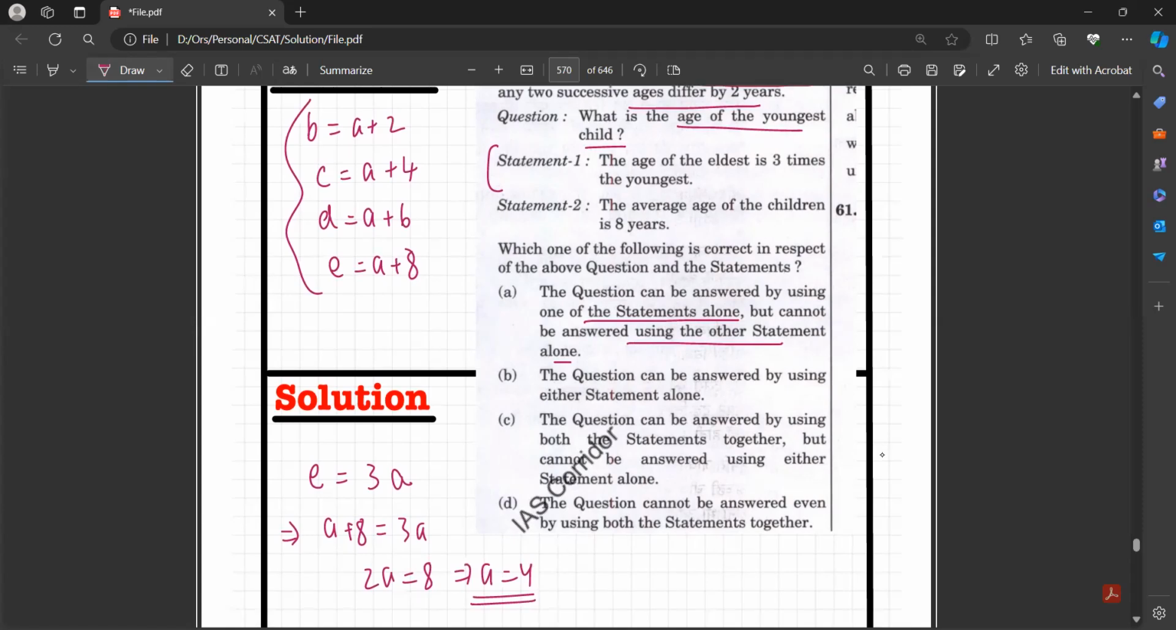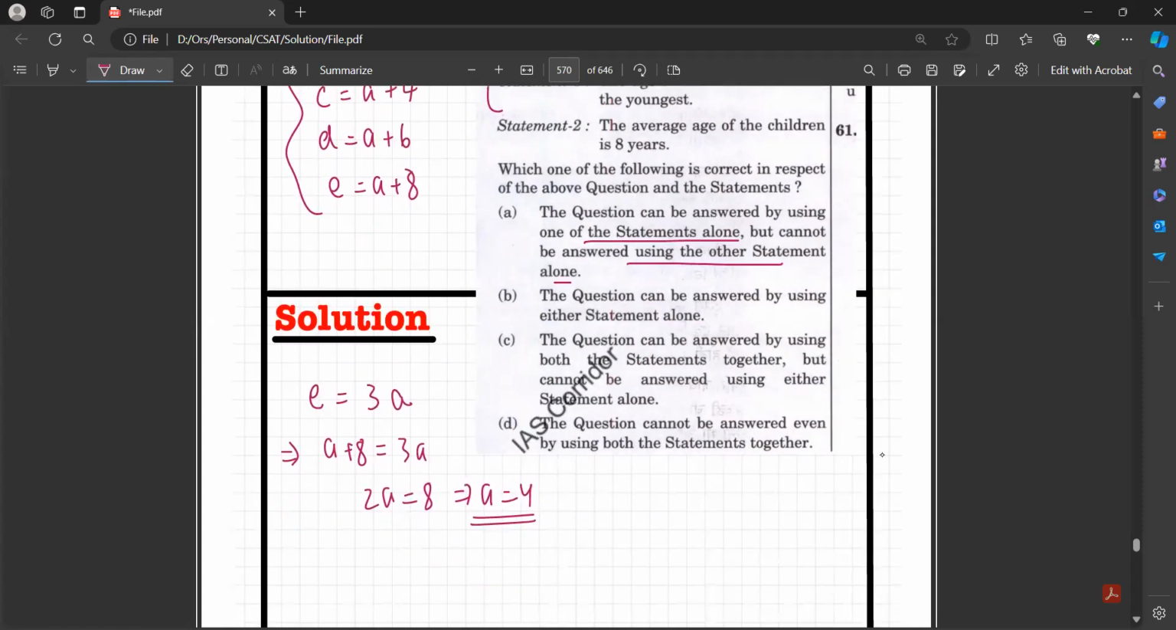The average age of the children is 8 years old. So what will the average age be? 5 times A, you will not understand. What is B's age? A+2. What is C's age? A+4. D's age is A+6. E's age is A+8. Whole divided by 5 equals 8.